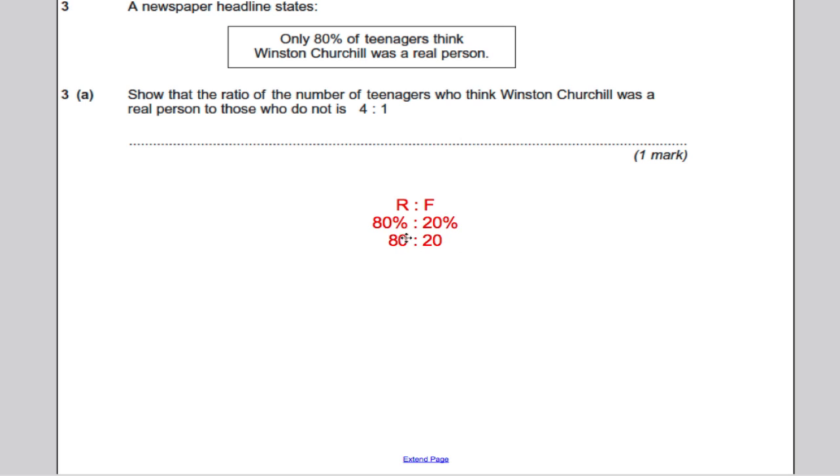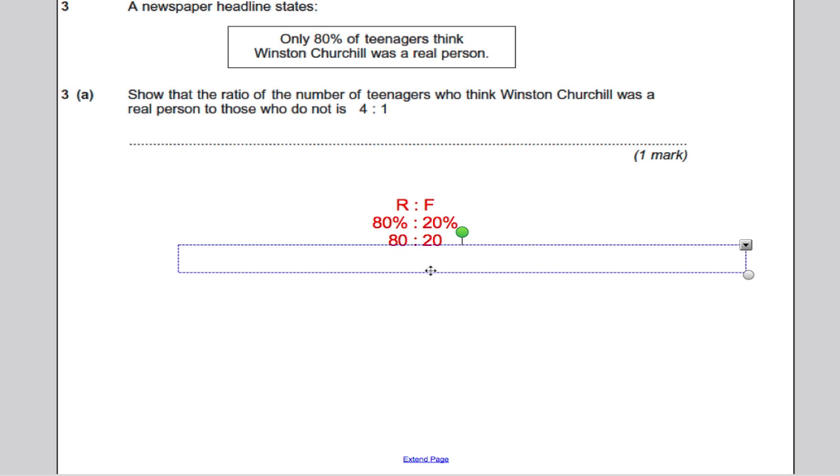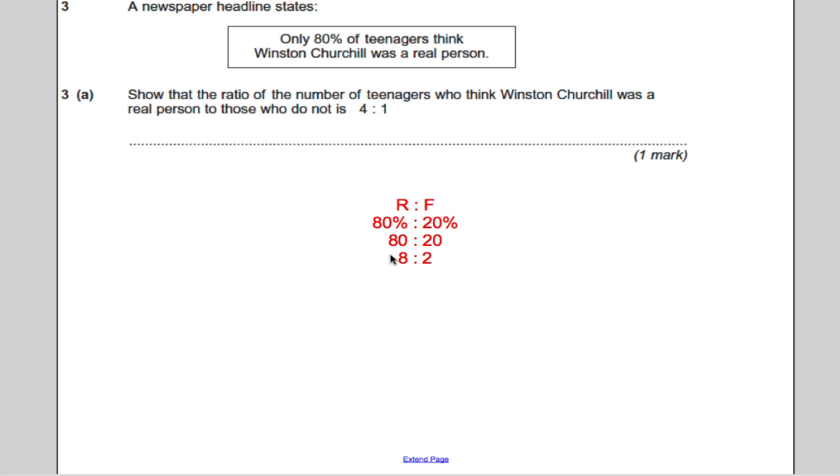Well, that's just the same as 80 to 20, and then simplifying our ratio, dividing both by 10, we get 8 to 2, and then dividing them both by 2, we get 4 to 1. So that's your 1 mark there.